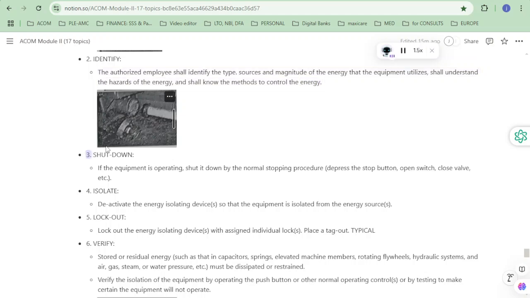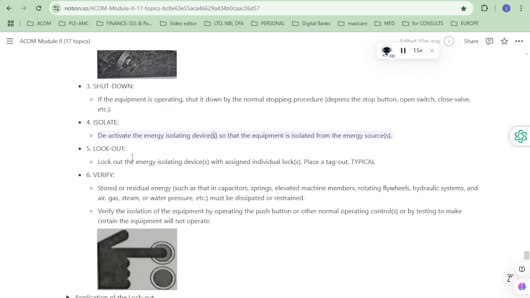3. Shutdown. If the equipment is operating, shut it down by the normal stopping procedure: depress the stop button, open switch, close valve, etc. 4. Isolate. Deactivate the energy isolating device(s) so that the equipment is isolated from the energy source(s). 5. Lockout. Lock out the energy isolating device(s) with assigned individual lock(s). Place a tagout.